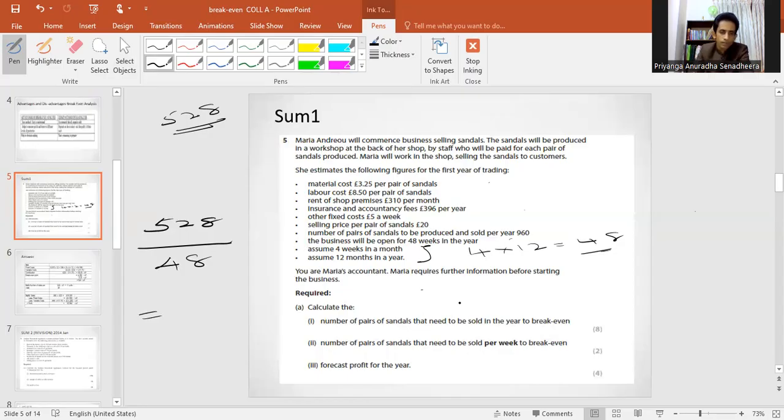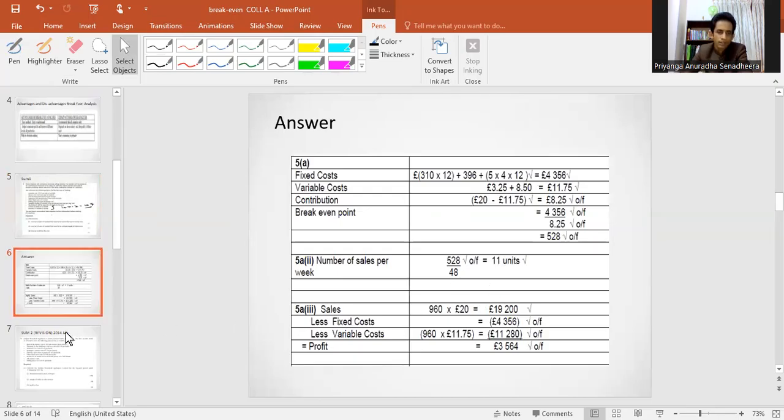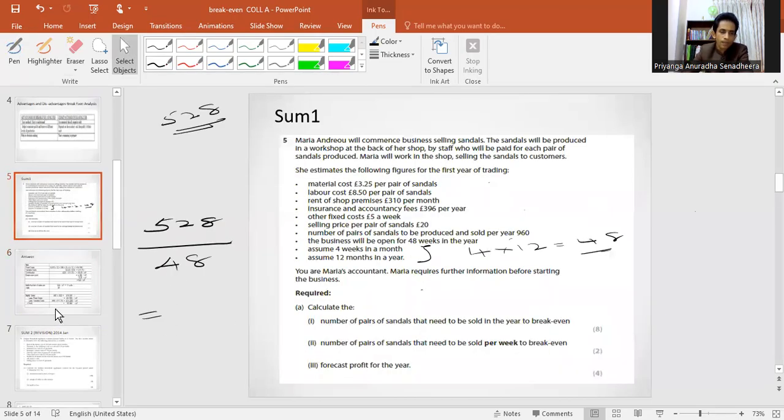for the per week. So your answer will be, see the marking scheme, it's 11 is the answer. So 11 units is the answer. So we write that it's 11 units or 11 pair of sandals. So we completed the second part of the question. Next one is the forecast profit for the year. So before that, we can erase this quickly.